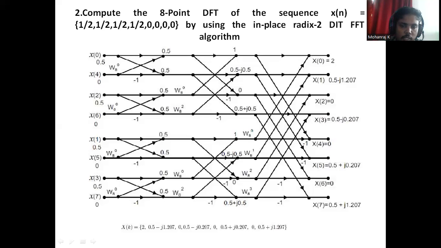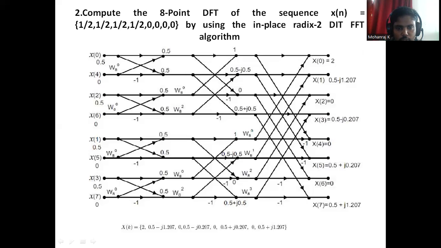Similarly, we find the bottom one. We need that parameter. This is 0.5, this is 0.5. So 0.5 plus 1 equals 0.1 there. For this one, 0.5 times minus j, so minus 0.5j. So we get the answer 0.5 minus j0.5 there.